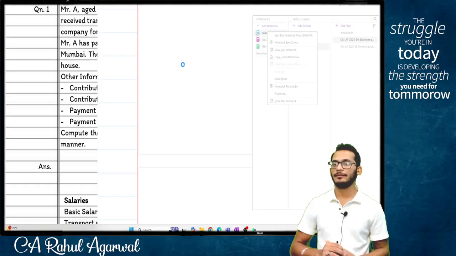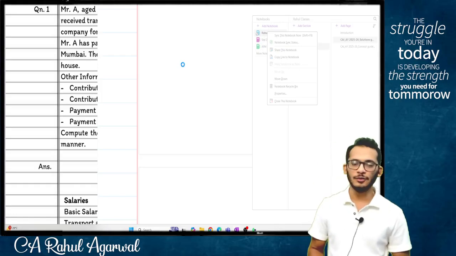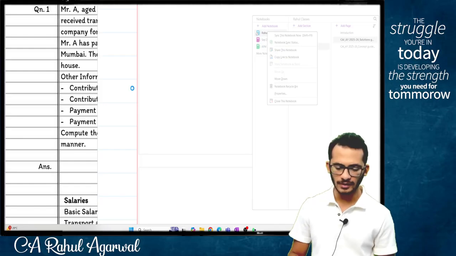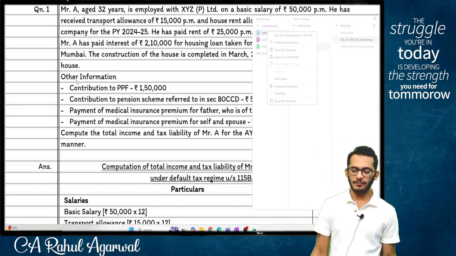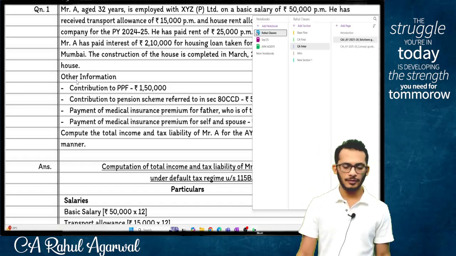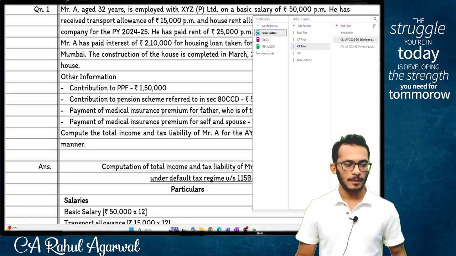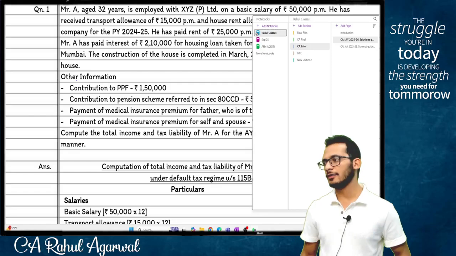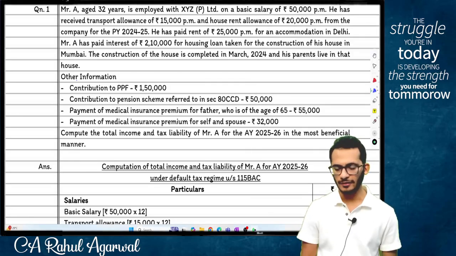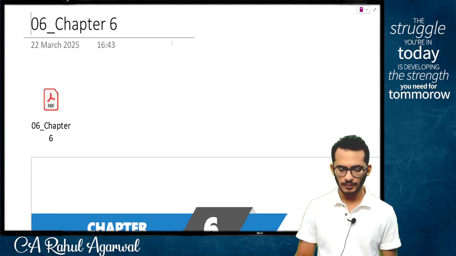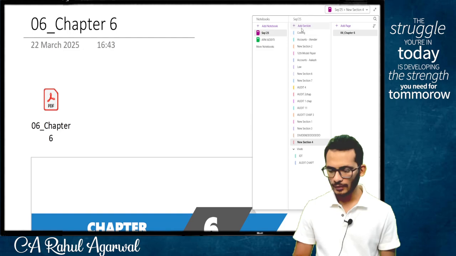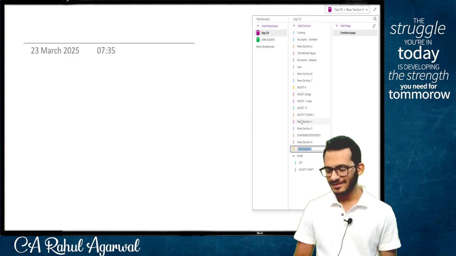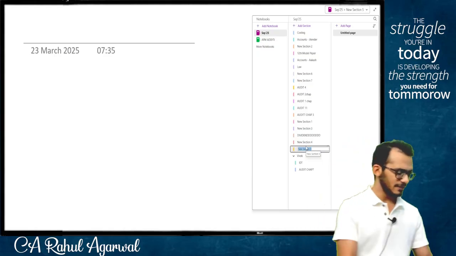Then I have been given transport allowance. Use your books. The number is 15,000 into 12, 1,80,000. People, next to transport allowance, write hyphen fully taxable, since the person is not a disabled person.